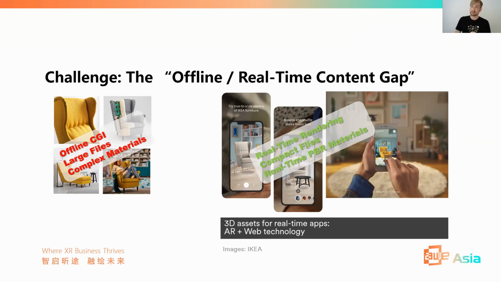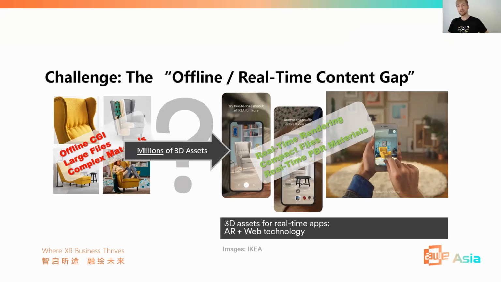And the last aspect that's really crucial here is materials. So the real-time rendering systems usually use quite different material models compared to the offline CGI rendering systems. So there's a big gap, and the challenge is obviously now having millions of assets already that are ready to be rendered for offline CGI use cases. How can we get those millions of assets in a form where we can use them in real time?